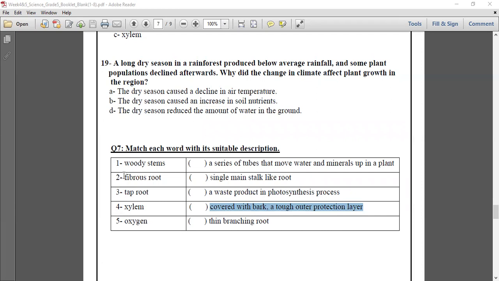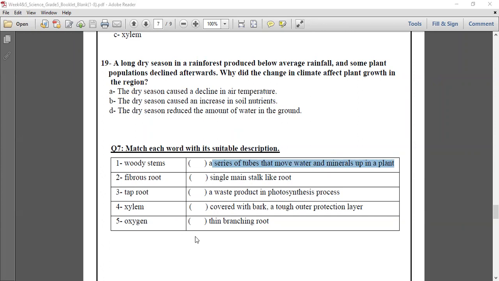Thank you. Abdurrahman al-Harbi, number 2, fibrous root. Fibrous root, thin branching root. Thin branching root. Excellent. Thank you. Mustafa Abdulazim, taproot, single main stalk like a root. Single main stalk like root. Excellent. Thank you. Okay. Omar Muhammad, xylem. Yes, Mr. Xylem, a series of tubes that move water and minerals up in the plant. Excellent. Xylem is a series of tubes that move water and minerals up in a plant.